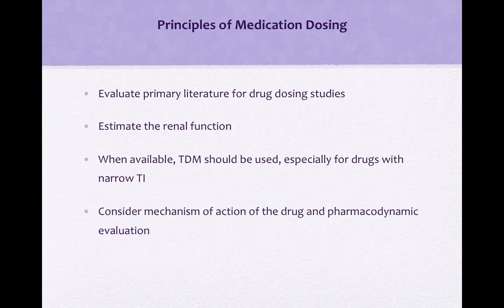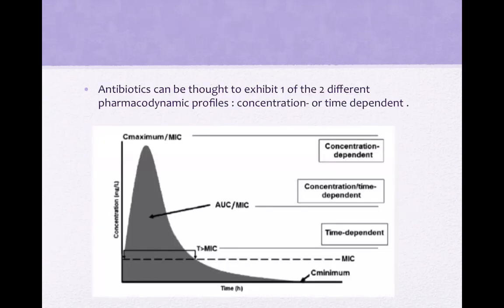Principles of medication dosing: you should always review the literature for the drug dosings that are clearly evaluated and published. Estimate the renal function of the patient by the various methods available. Whenever available, always use therapeutic drug monitoring, especially for drugs with a narrow therapeutic index. Consider the mechanism of action of the drug and the pharmacodynamic evaluation of the drug.